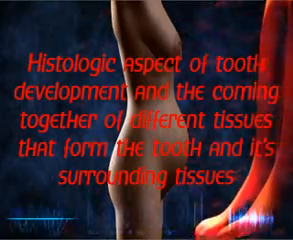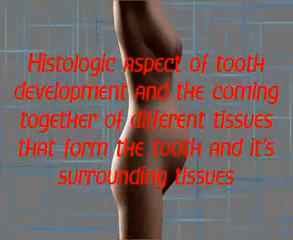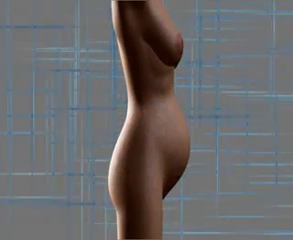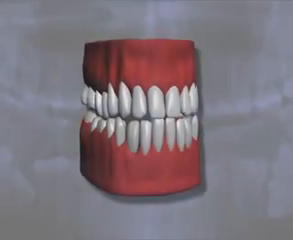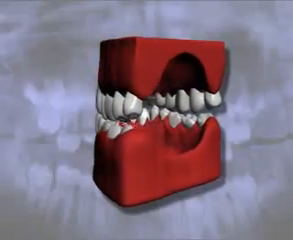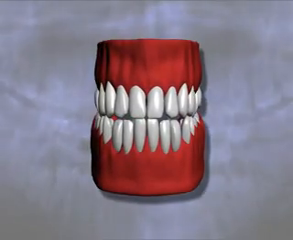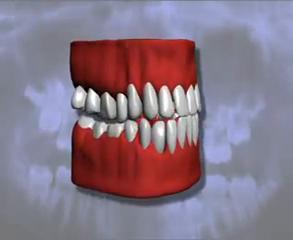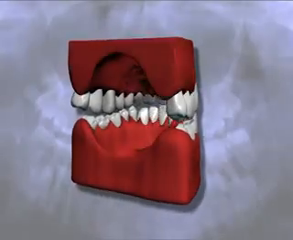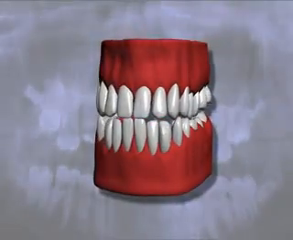Development of the teeth. We will now discuss the histologic aspect of tooth development and the coming together of different tissues that form the tooth and its surrounding. For every developmental event, a complex and intricate cascade of gene expression takes place. This is to direct cells to the right place and onto the proper differentiation pathway.